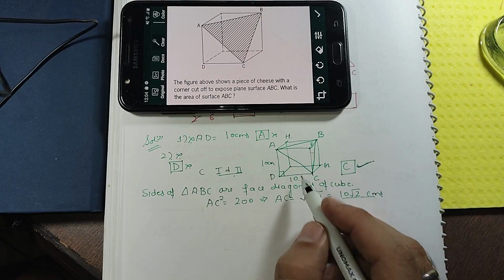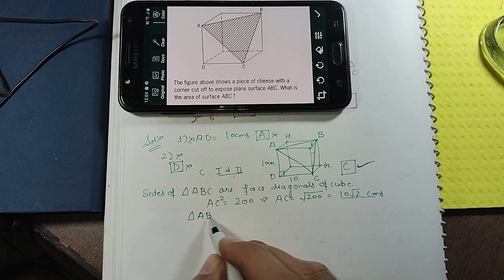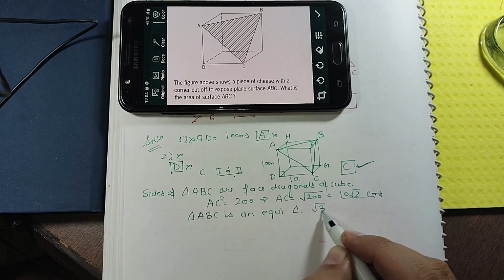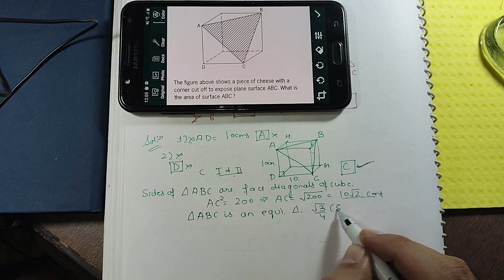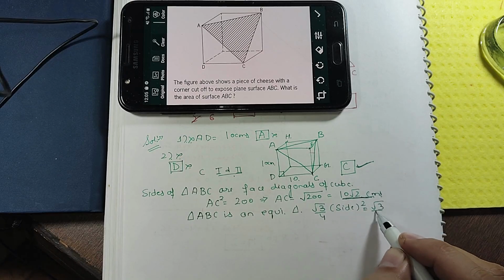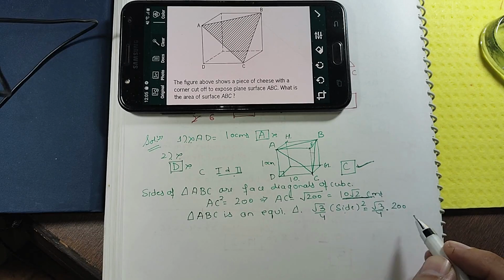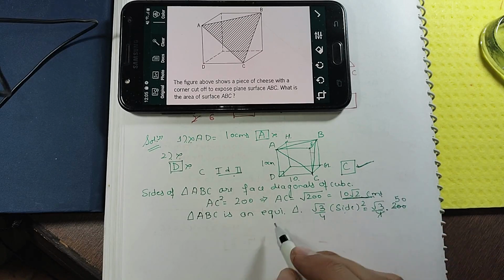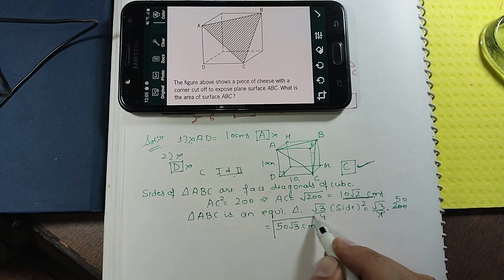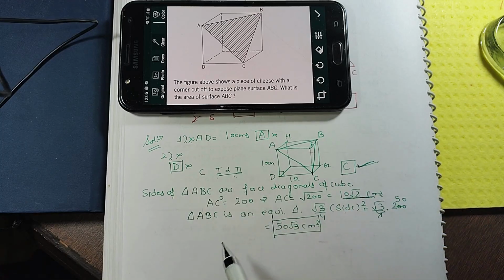Now, it has been established that triangle ABC is an equilateral triangle, right? So we know that the area of an equilateral triangle is root 3 by 4 side square, and side we have calculated to be 10 root 2, so that will be root 3 by 4 multiplied by side square, which is 10 into 2, 200. Okay? So this will be 50 root 3 centimeter square, will be the area. So statement C is sufficient to answer this question. That is, combined statements 1 and 2 are sufficient.